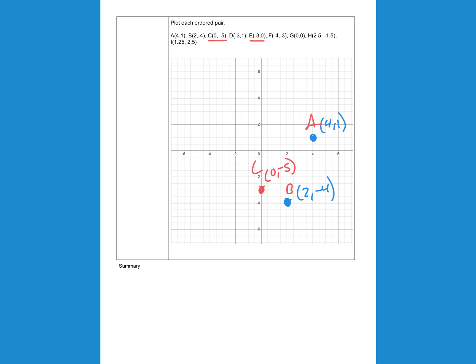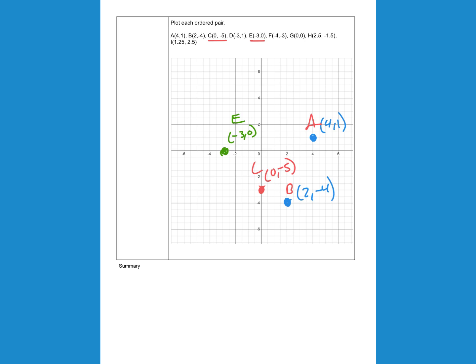We can do one more. We can do E since it has another 0 in it. For E, we're going to go negative 3, so I'd go over to the left to negative 3. Once I get there, I would go 0 up or down, which means I'm not going to go up or down any. So I'm just going to go ahead and make my point. And again, you would not want to draw the line. You're just going to draw your dot. And this was (-3, 0), and this was point E.